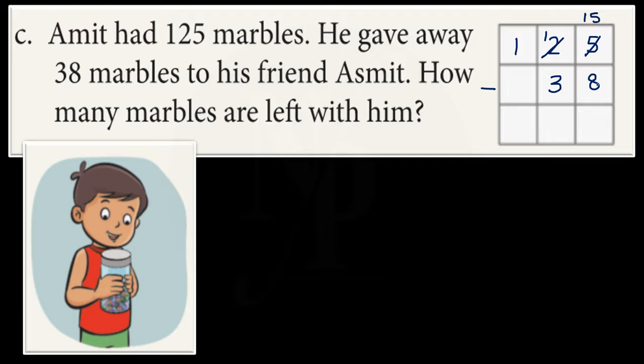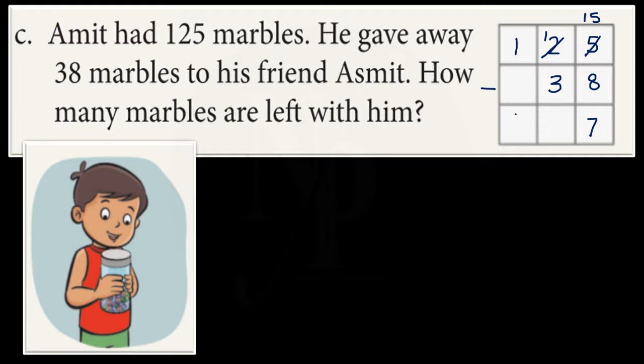So now let us subtract 8 ones from 15 ones. On doing so, we get 7 ones. So we write 7 in ones place of this answer. Now looking at the tens column, here we have 3 tens to be subtracted from 1 ten. Again it is not possible.